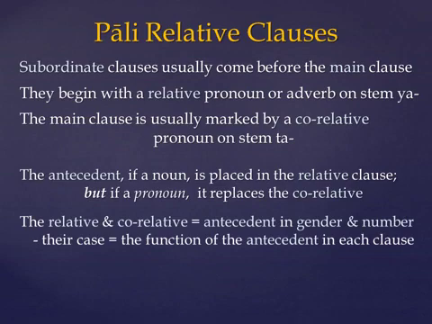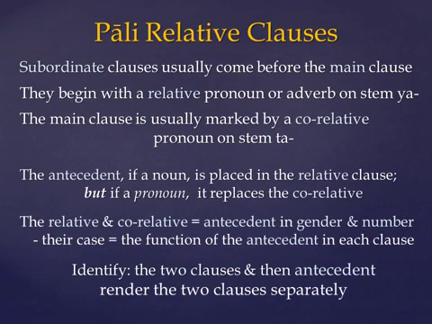So we can use these rules first to identify the two clauses and then to identify the antecedent. The two clauses can then be rendered separately, as they will act like mini-sentences in their own right, before we finally bring them back to form an English relative sentence. Well, this isn't the end of relative clauses in the Pali language, and in the next video we'll look at some more types.